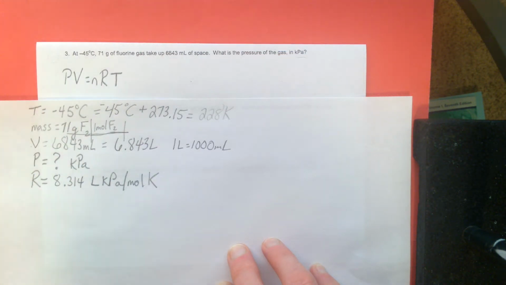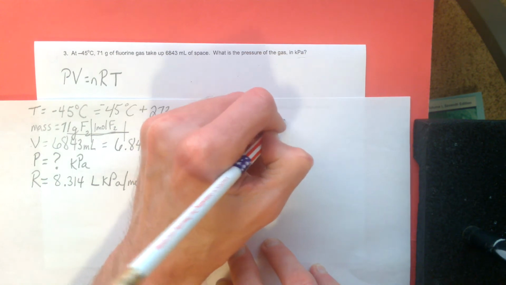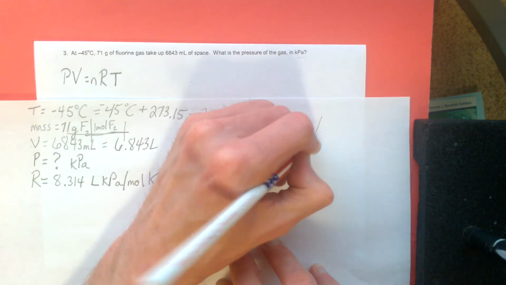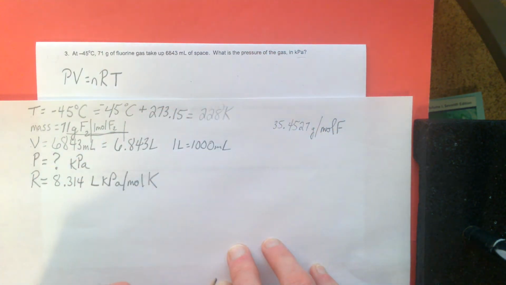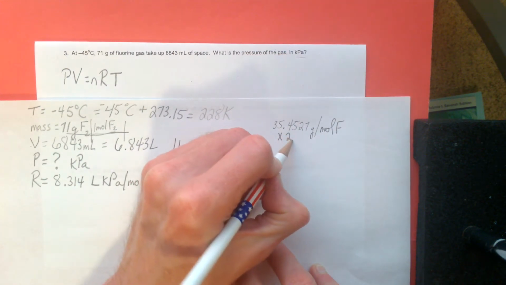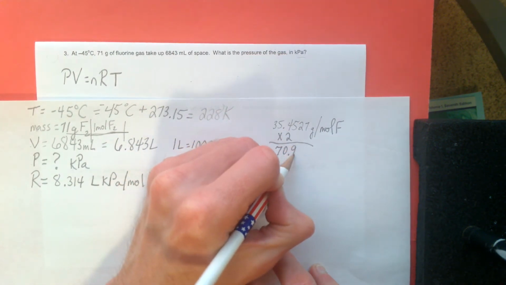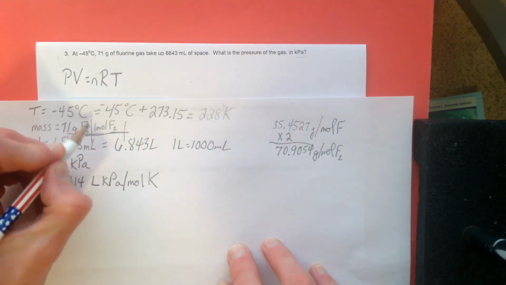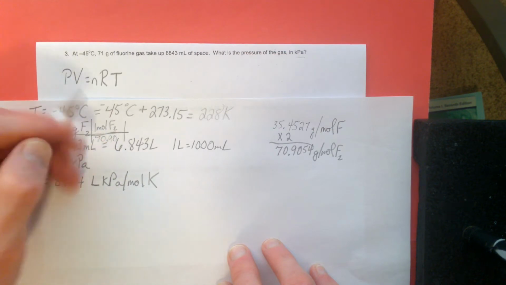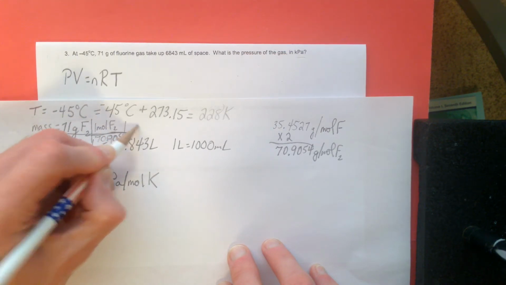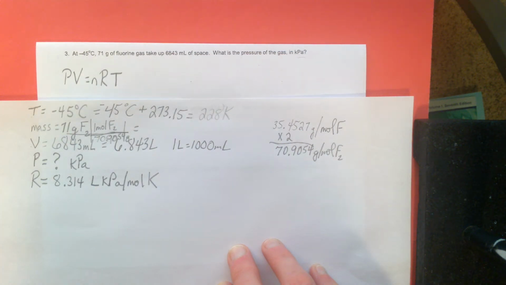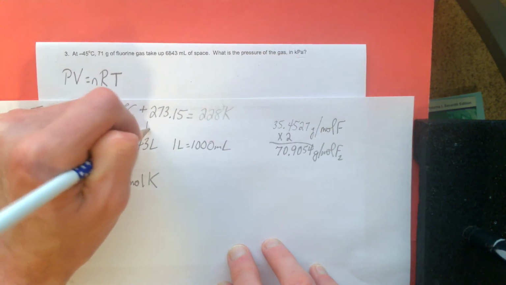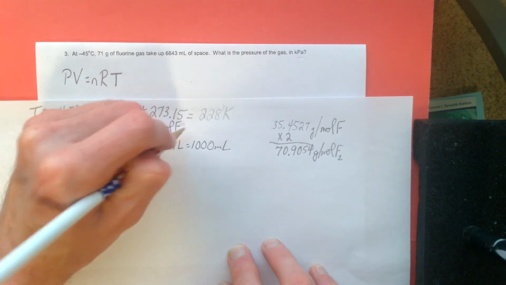Okay, and remember molar mass, we get that from our periodic table, and when we get the molar mass of fluorine, we find that it's 35.4527 grams per mole F. We have two of these because this is a diatomic element. So we're going to have 70.9054 grams per mole of F2. Okay, that's our molar mass. So 71 grams over 70.9054 grams. Okay, so when we divide these, well, it looks like we've got 1 mole, we might as well say, with 2 sig figs here, it'd be 1.0 moles of F2 gas.